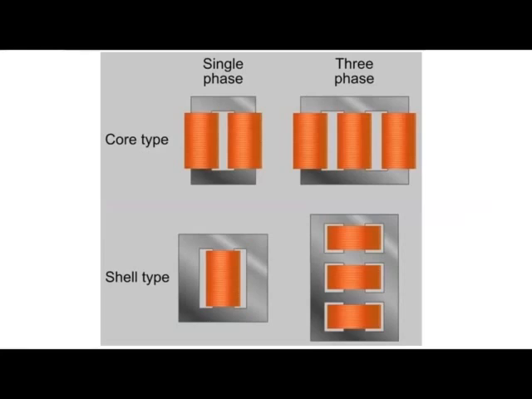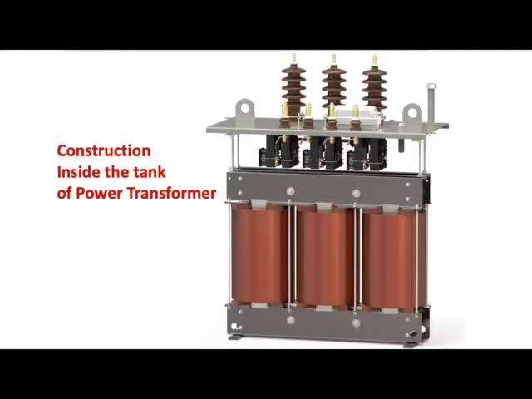Now here you can see single phase and three phase transformers, core type and shell type. Now core type, you can see the core is inside, the winding is wound on it. And in the shell type, on the central limb, the windings are being placed so that on the outer side you have got the core, which acts as a protection layer to the winding.